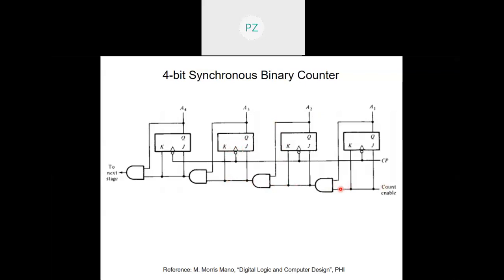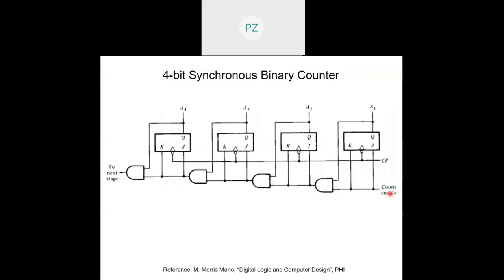Likewise, you see, if the count enable line is 0, it makes this entire line 0. This 0 continues all through. And if it continues all through, the JK terminals of all the flip-flops will be 0, 0. And we know that when J and K are 0, 0, there is no change, Q(t+1) is Q(t) only, right? So when this is 0, that means count is disabled. Even at the occurrence of the negative edge of the clock pulses, there will be no change in the stored data of all these flip-flops. So counting will be halted. Count is disabled. That is the case when count enable is 0.